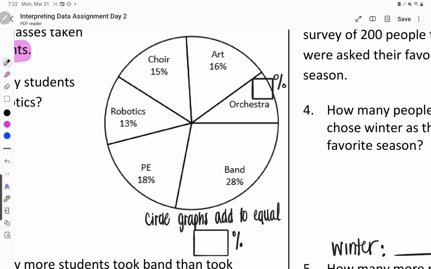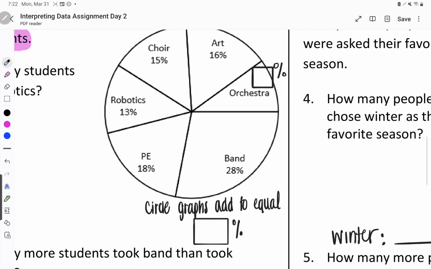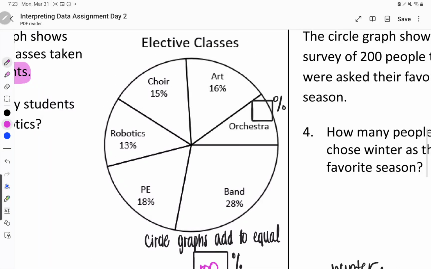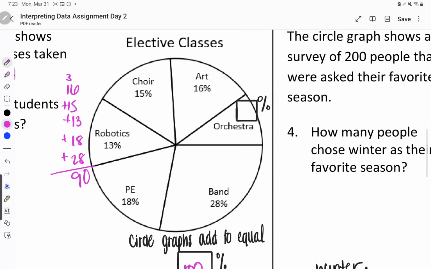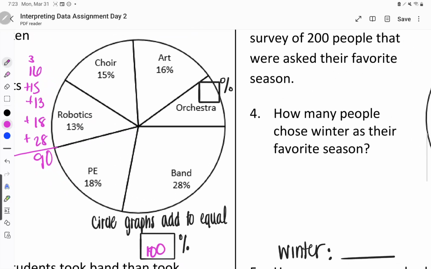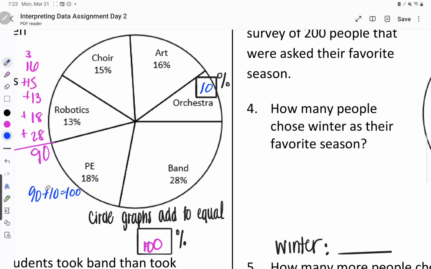In order to figure out that blank, I know that all circle graphs add up to equal 100%. Well, right now, I'm going to go through and add all of the other numbers up to figure out what my orchestra is. So go through and add all of those numbers up together. When you add all of those up, you find that 90% is taken up. So I know that the last percent has to be 10, so that I would have 90 plus 10 equals 100.